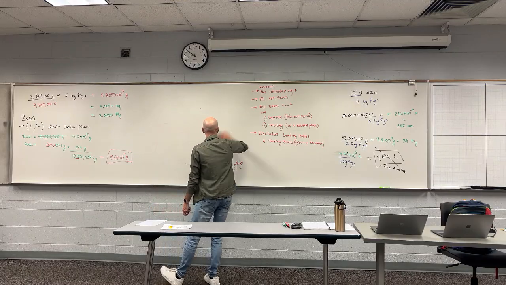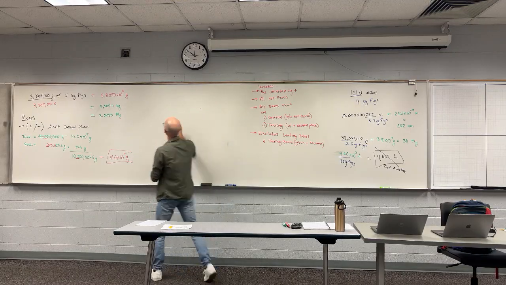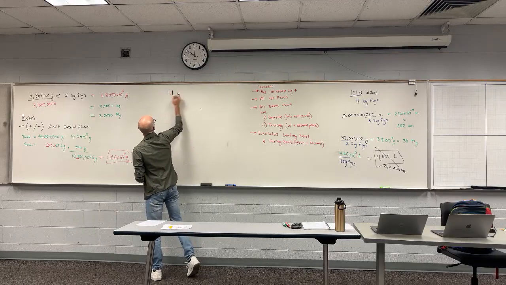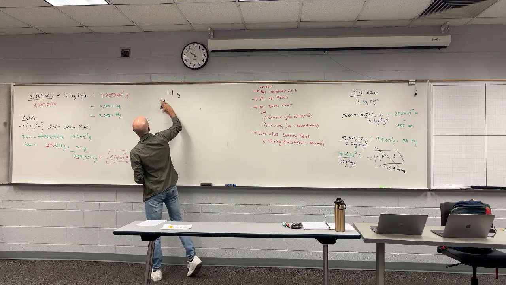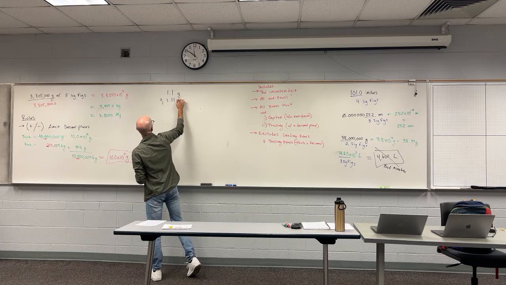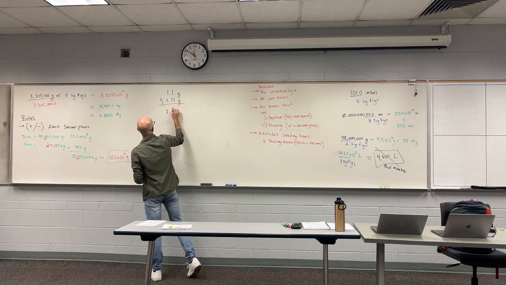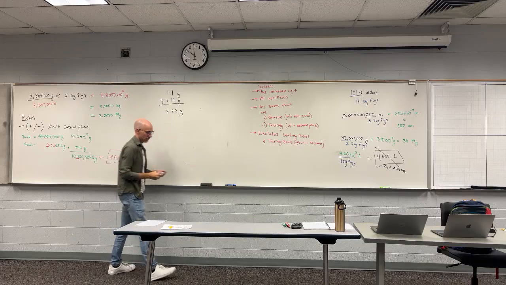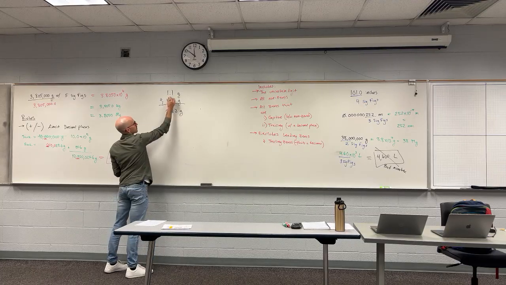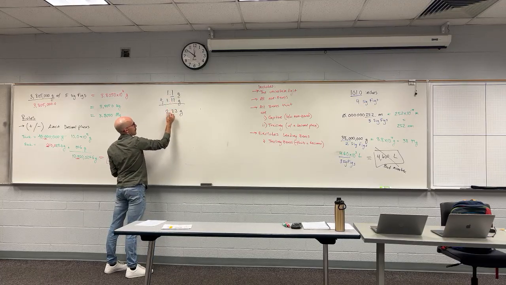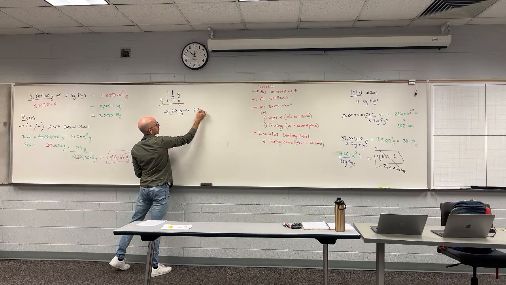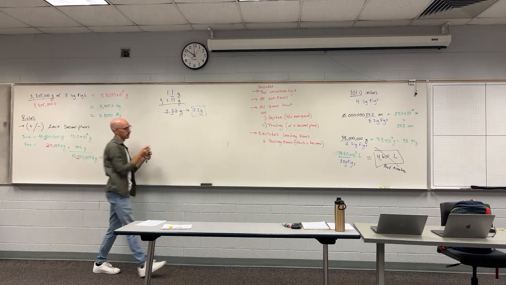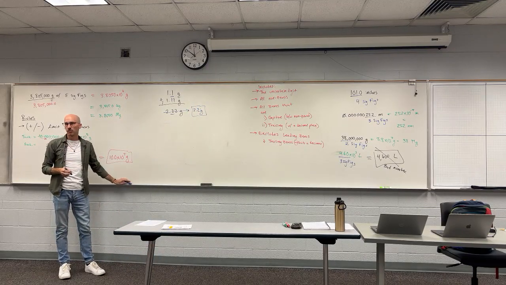Okay, the example I just said but didn't write down. 1.1 grams plus 1.11 grams gives me 2.22 grams, but I'm limited to just 1 decimal place. So the number I write is just 2.2 grams. That's much more common.